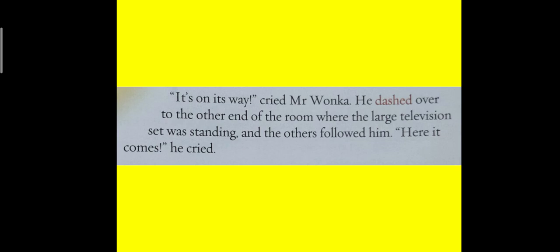Now, in this para, Mr. Wonka said that the chocolate is on its way. He dashed towards the other end of the room. Dashed means ran quickly towards the other end of the room, in front of the last television set, and the others followed him. He said, "Here it comes." Mr. Wonka said that the chocolate is coming on its screen.